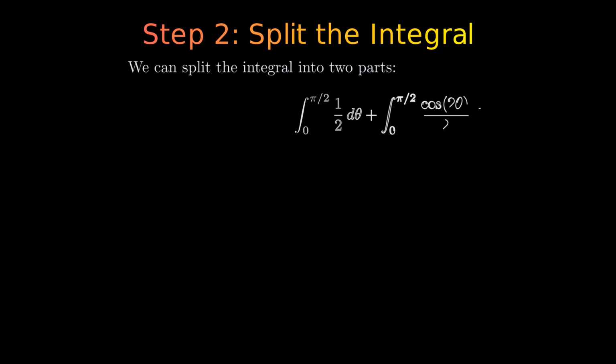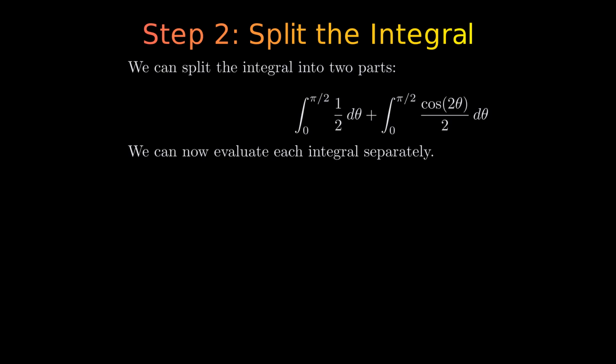We can split the integral into two parts: the integral from 0 to pi over 2 of 1/2 d theta plus the integral from 0 to pi over 2 of (cos 2 theta)/2 d theta. We can now evaluate each integral separately.